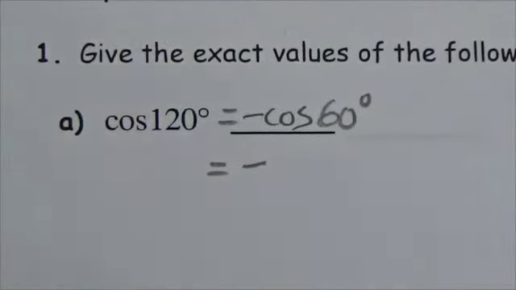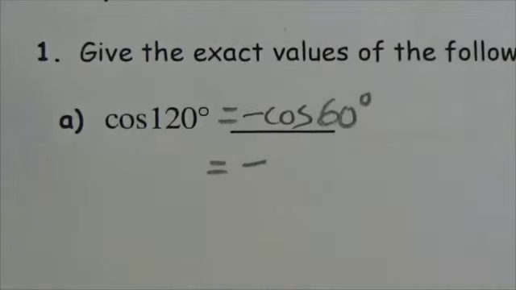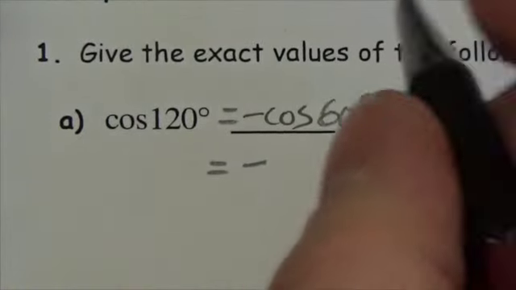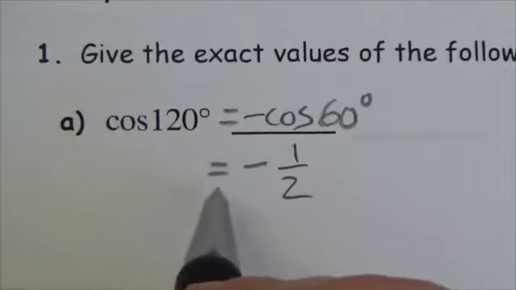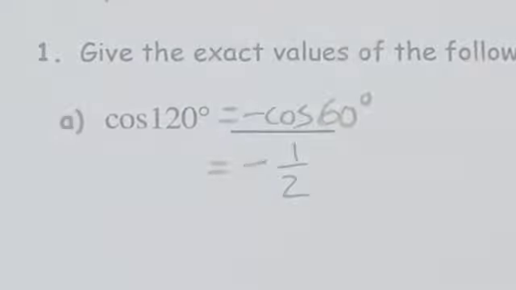And now I think back to my unit circle. What is the cosine of 60? So go look at 60 degrees. What's the x coordinate at that point? And the answer is 1/2. So the cosine of 120 is negative 1/2.